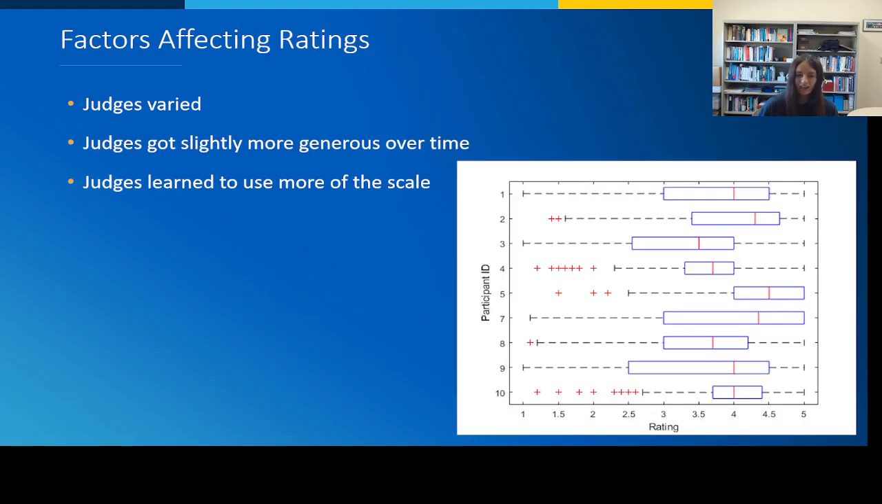Okay, so factors affecting ratings. We found that judges themselves varied. If you look at the box plots, the y-axis is the participants, and the x-axis is the rating. Some of the judges used a larger range. Some judges were more generous with the ratings. Overall, we saw that judges got slightly more generous over time. We also saw that throughout the sessions, as the judges got more experienced, they learned to use more of the scale, and they became faster with their judgments.